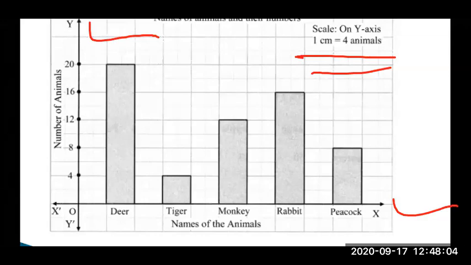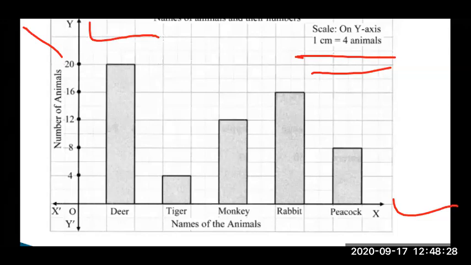Now here the scale is starting from 4. So you have to write the table of 4, that is 4, 8, 12, 16, 20, because our highest number is 20, that of deer. So till 20 you will write on the y-axis.